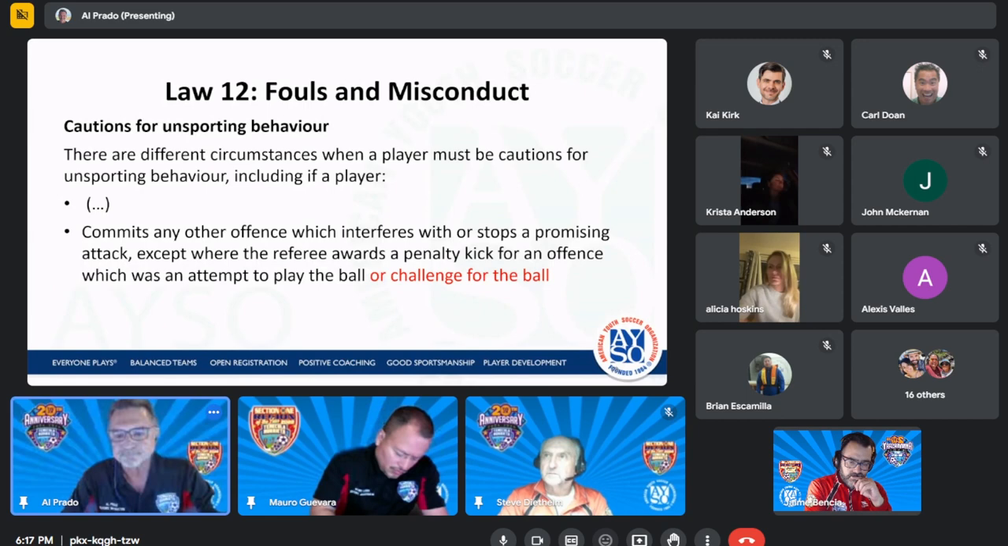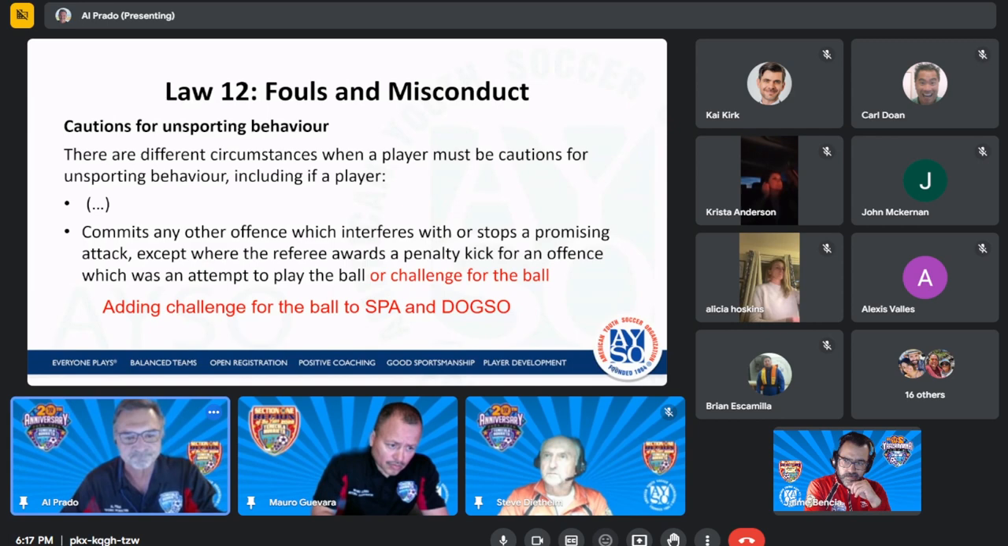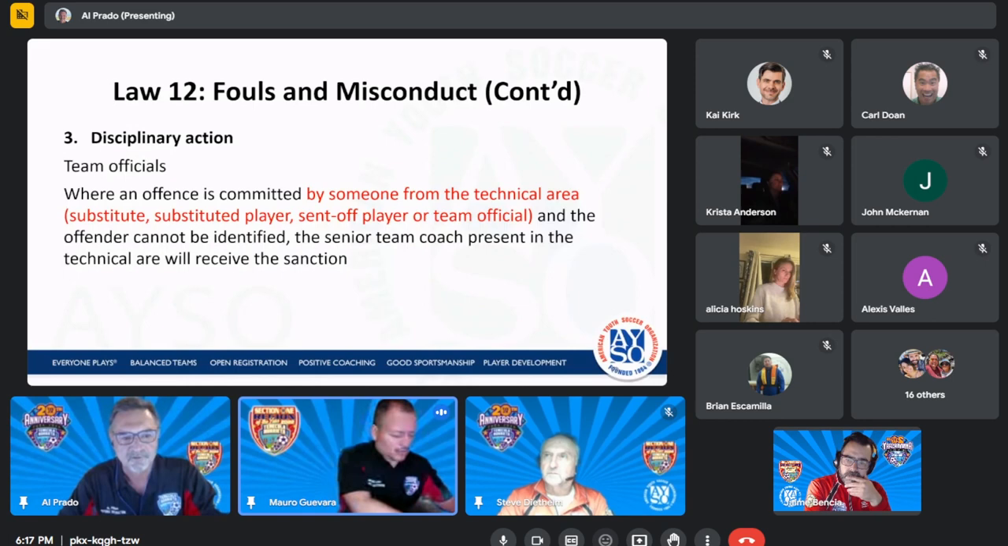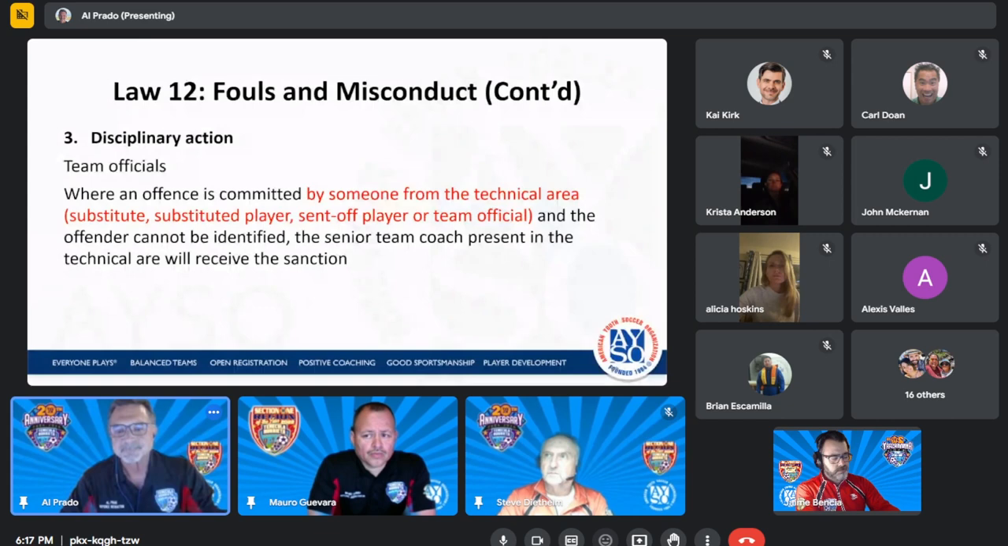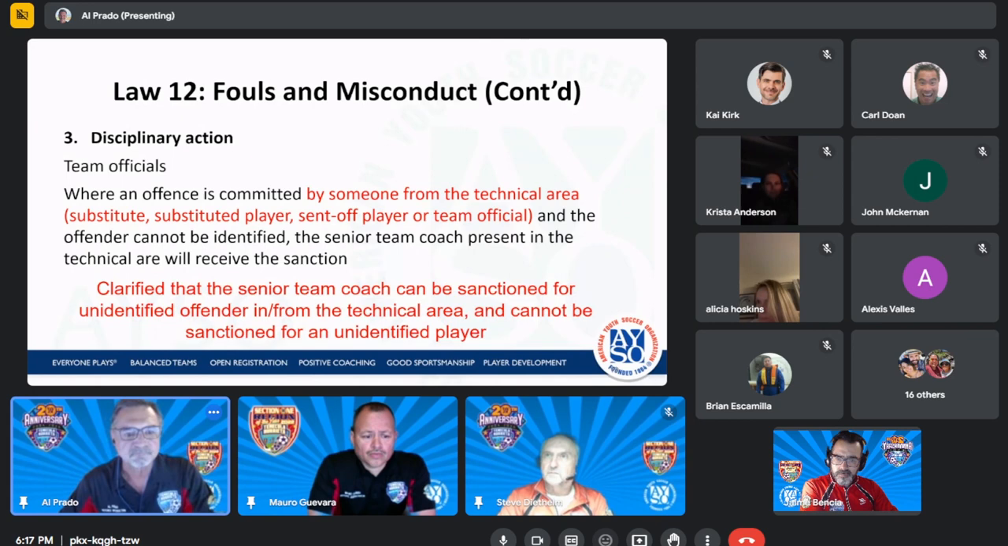Okay, same thing here. Good. So again, probably not happening much in our game, but if something happens from the technical area and we can't tell who it is, the senior coach or the head coach, not the oldest coach, but the head coach, will get the card. So just got to give more explanation here.